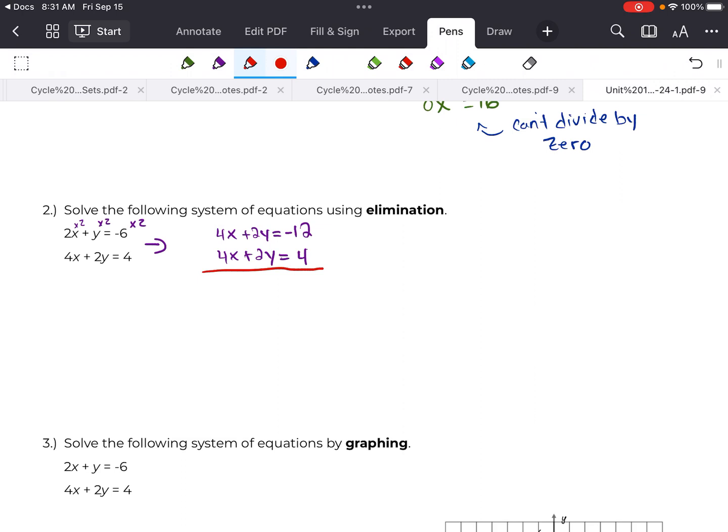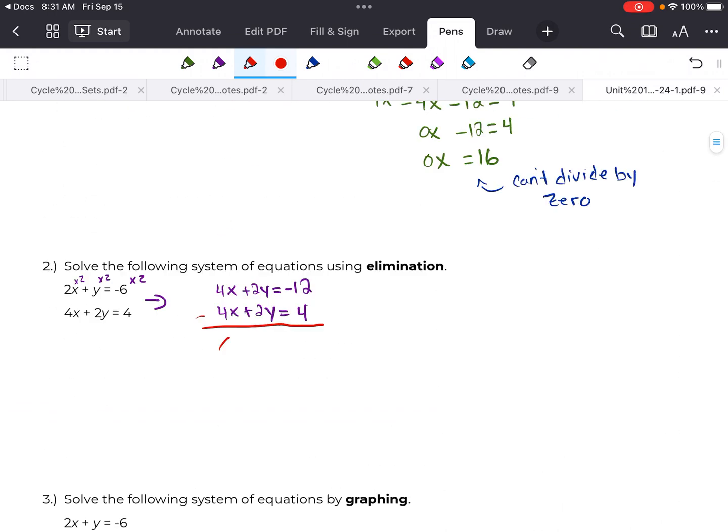Let's just choose to subtract the x's. 4 minus 4 is 0. But then we get to the y's. 2 minus 2 is also 0. Again, cannot divide by 0, so this doesn't exist.